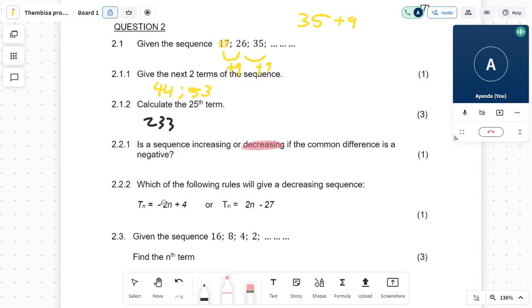2.2.2 asks us, which of the following gives us a decreasing sequence? Now, the previous question gave us a bit of a clue when it comes to this. Here we have Tn is equal to negative 2n plus 4, or Tn is equal to 2n minus 27. Here we have a negative difference. So negative 2n plus 4 is our decreasing sequence.